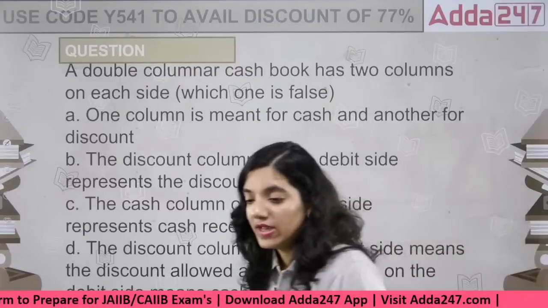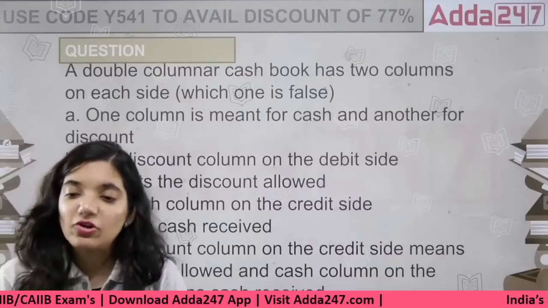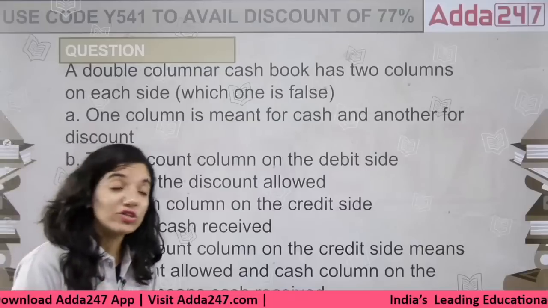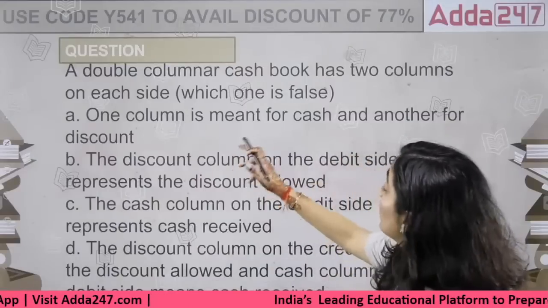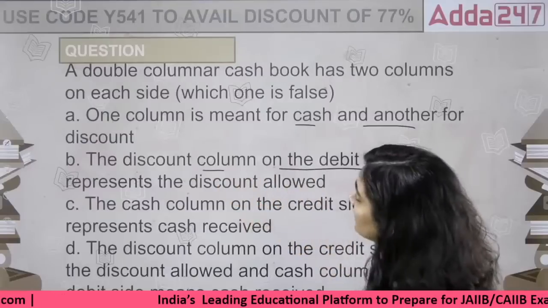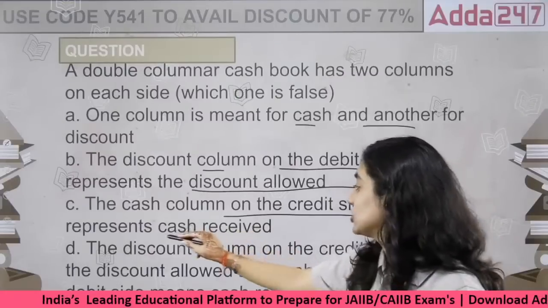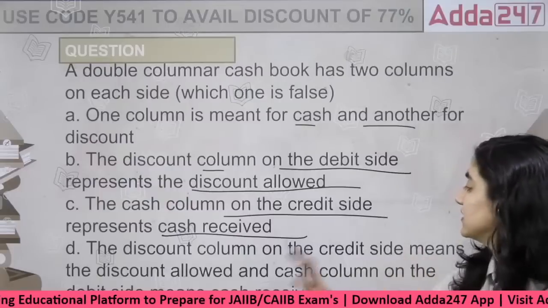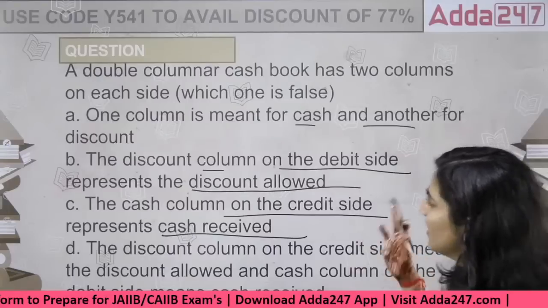Now, let's move on and talk about the next point. When we talk about a double columnar cash book has two columns in each side, which one is false? Now it's about the cash book, a part of the module B. It says one column is meant for cash and the other column is meant for discount. The discount column on the debit side represents the discount allowed. The cash column on the credit side represents the cash received. The discount column on the credit side means the discount allowed, and the cash column on the debit side means the cash received. It's a two-column cash book.